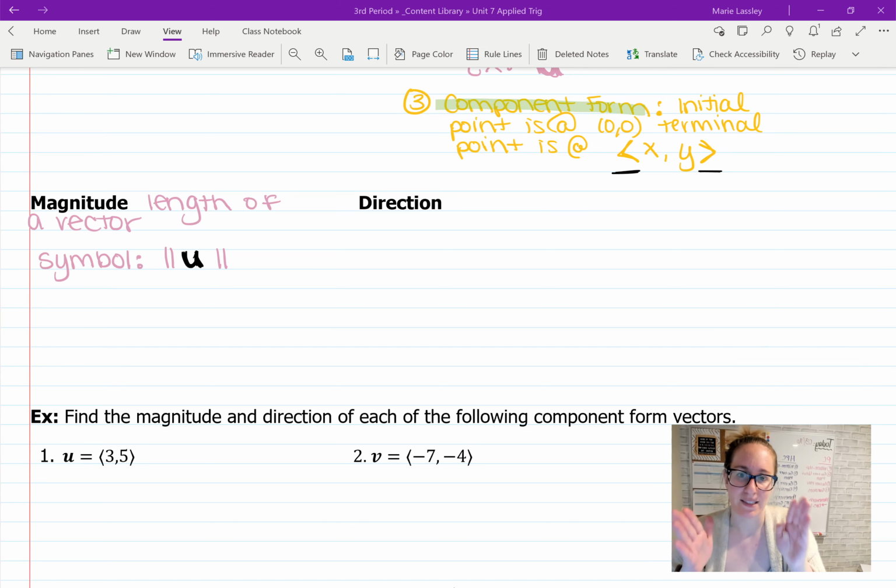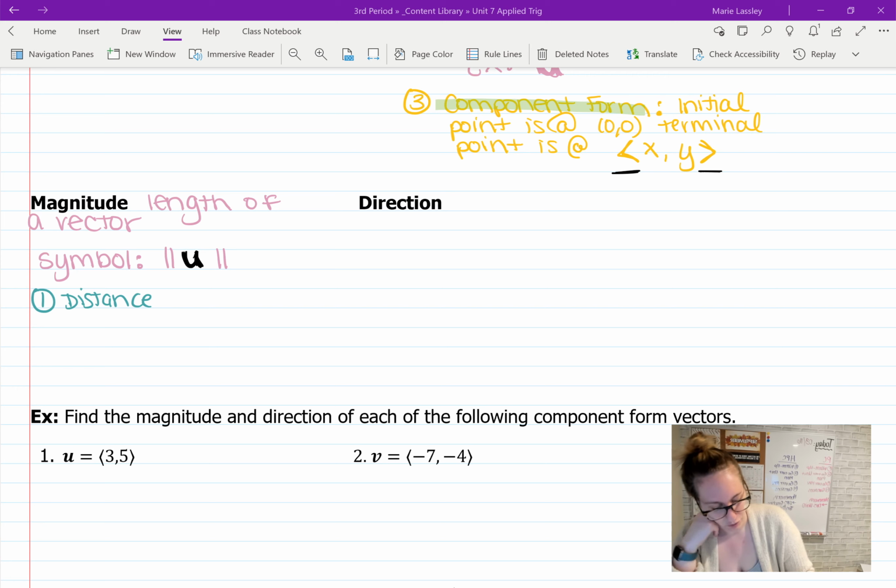So one technique for finding magnitude is to use the distance formula, which I'm sure you all forgot. I taught geometry for 5 years, and we use the distance formula all the time. The kids never remember it. I just honestly don't even know how you forget it. It's one of the easier formulas. So distance equals the square root of x1 minus x2 squared plus y1 minus y2 squared.